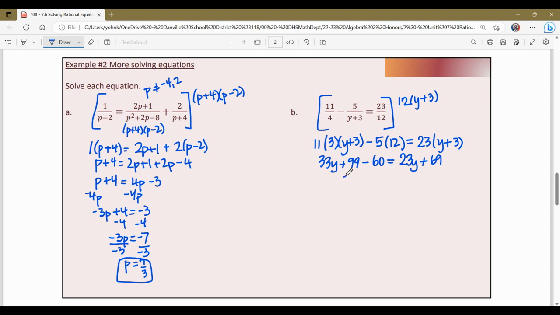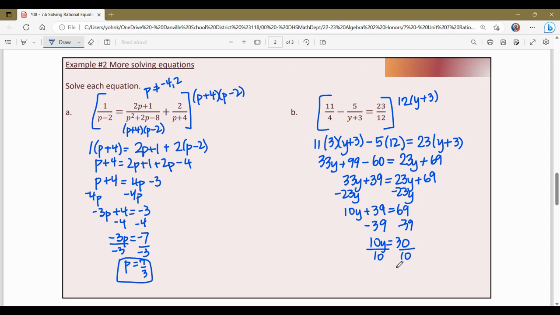Collect like terms on the left. 33y plus 39 equals 23y plus 69, minus 23y to both sides. 10y plus 39 equals 69, minus 39, minus 39. 10y equals 30. Divide both sides by 10. y equals 3. Check for excluded values. Ooh, y can't be negative 3. So y equals 3 is a valid answer.